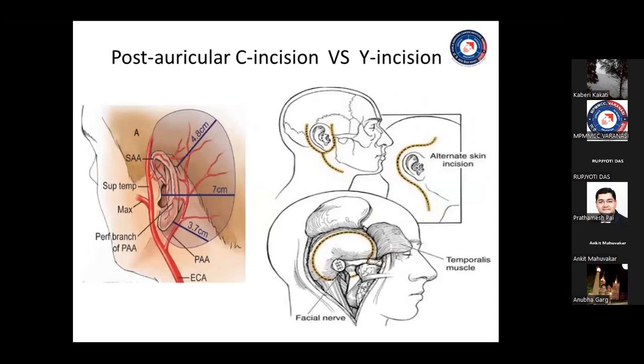Earlier, a Y incision was planned for access to the postauricular part as well as to the parotid part. However, with this incision, because of the postauricular and the preauricular incision, the pinna vascularity gets endangered and patients end up with pinna necrosis. So now the trend has changed to the postauricular C incision, by which we can also access the parotid.